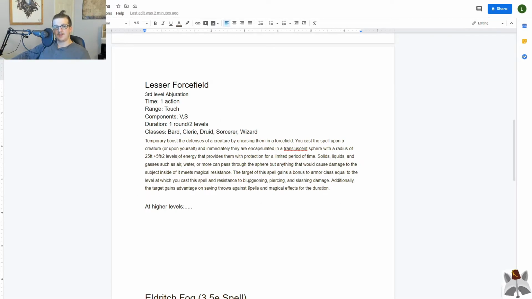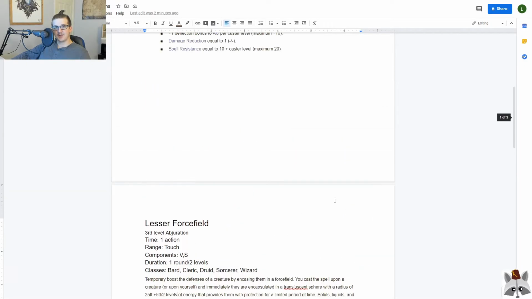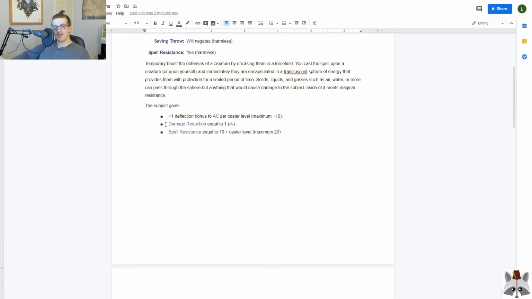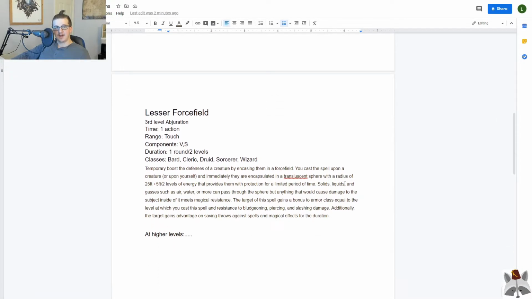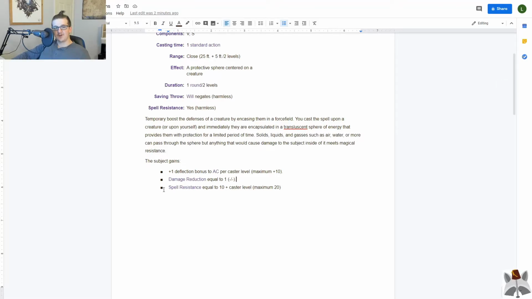Additionally, you gain resistance to bludgeoning, piercing, slashing. I'm pretty sure that's what they meant by damage reduction, equal to 1 plus whatever that means. I just gave resistance. I think that's fair. At 5th level, you're getting a little bit of that by then, and so on and so forth. And then additionally, you gain advantage on saving throws against spells and magical effects for the duration. That's just magical resistance factored into the 5th edition guide.